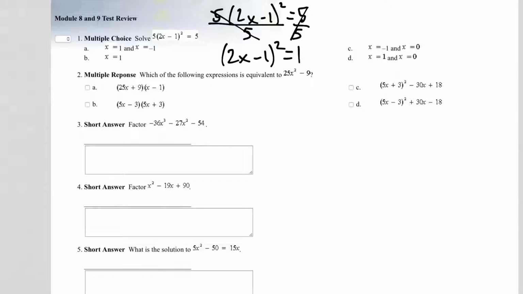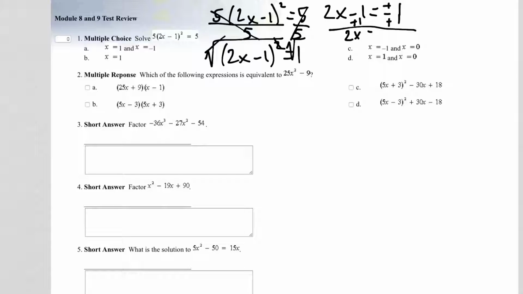Then what you do after that is to kill the square by taking the square root of both sides. And so the square cancels the square root, leaving you with 2x minus 1 equals plus or minus the square root of 1, which is just 1. And now you just solve it for both solutions. You're going to add 1, and make sure you do it for both the positive 1 and the negative 1.